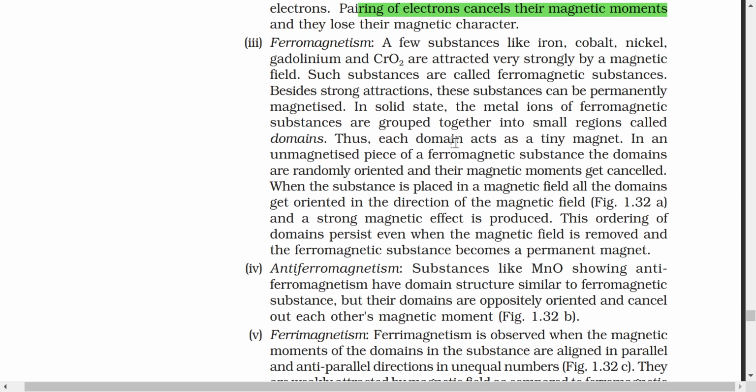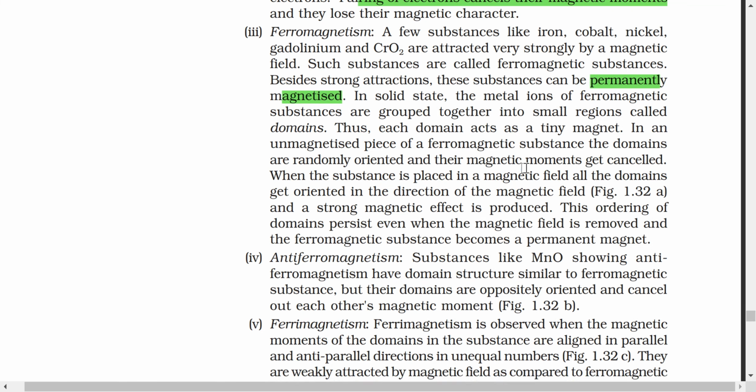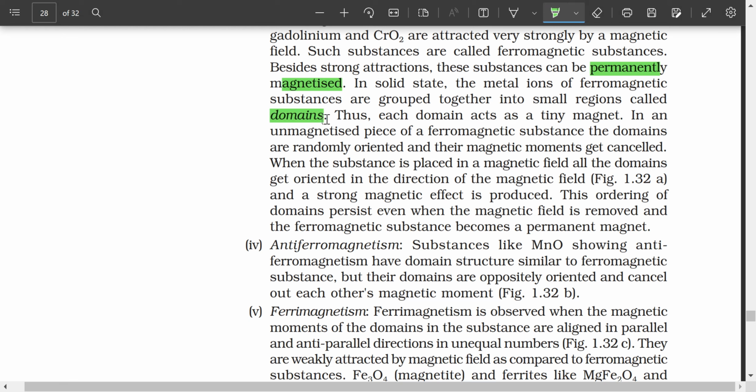Ferromagnetism, a few substances like iron, cobalt, nickel, gadolinium, CrO2 attracted very strongly by a magnetic field. और ऐसे substances को हम ferromagnetic बोलते हैं जो बहुत strongly attract होते हैं. Fine. Besides strong attractions, they can be permanently magnetized. ठीक? In solid state, the metal ions of ferromagnetic substances are grouped together into small regions called domains. So, इसमें domain theory will explain the magnetism. Each domain acts as a tiny magnet.